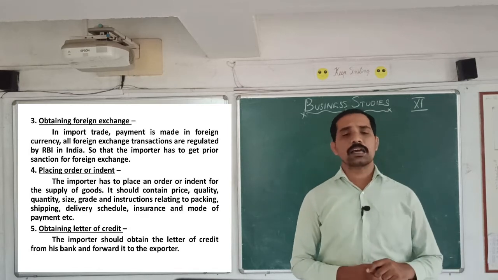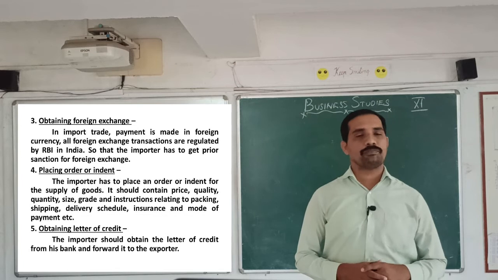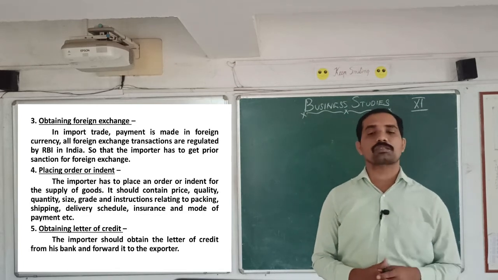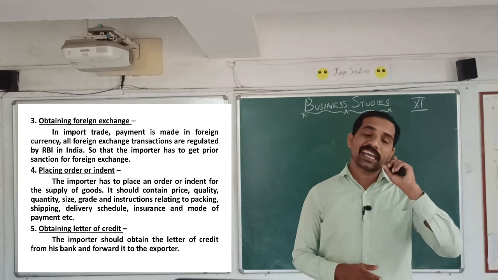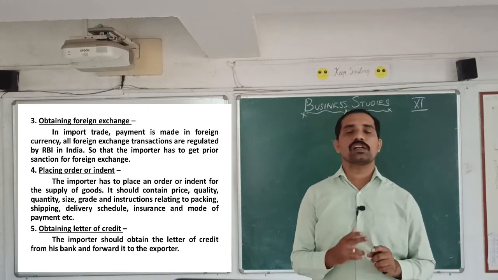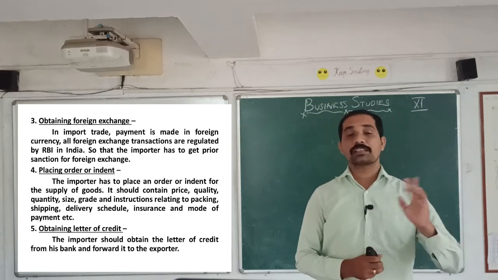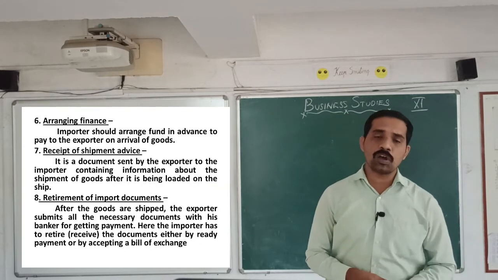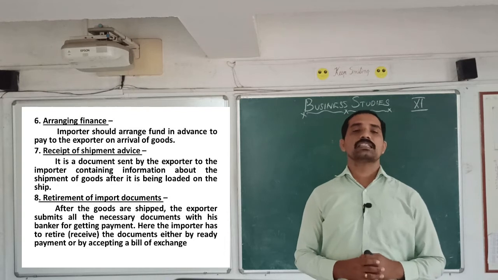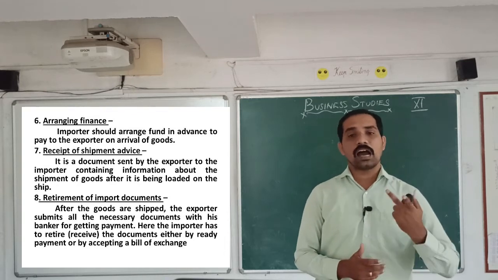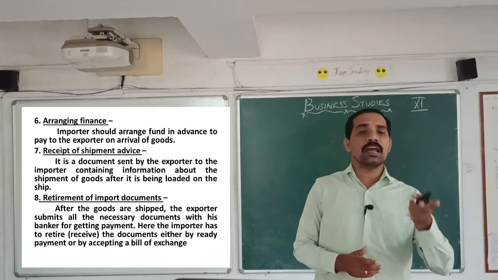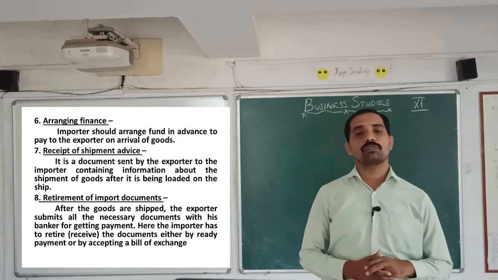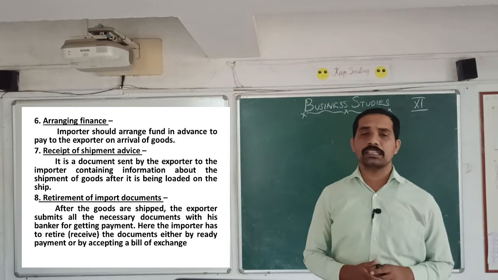And the fifth step is obtaining letter of credit. The importer should obtain the letter of credit from his bank and forward it to the exporter. The next one, arranging finance. Importers should arrange funds in advance to pay the exporter on arrival of goods. So that is arranging finance.